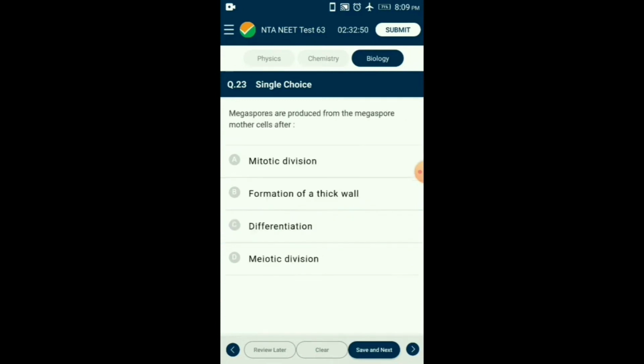Question number 23. Megaspores are produced from the megaspore mother cells after. The process of formation of megaspores from the megaspore mother cell is called megasporogenesis. Ovules generally differentiate a single megaspore mother cell in the micropylar region. It is a large cell with a prominent nucleus and dense cytoplasm. It undergoes meiotic division to form 4 megaspores, 3 of which disintegrate and only one remains functional. So the answer is option D, meiotic division.